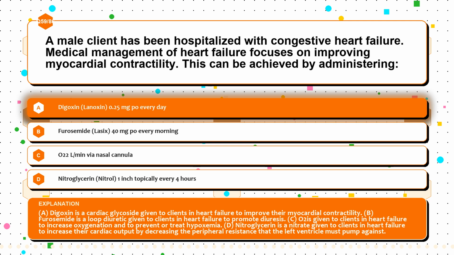C. Oxygen is given to clients in heart failure to increase oxygenation and to prevent or treat hypoxemia. D. Nitroglycerin is a nitrate given to clients in heart failure to increase their cardiac output by decreasing the peripheral resistance that the left ventricle must pump against.